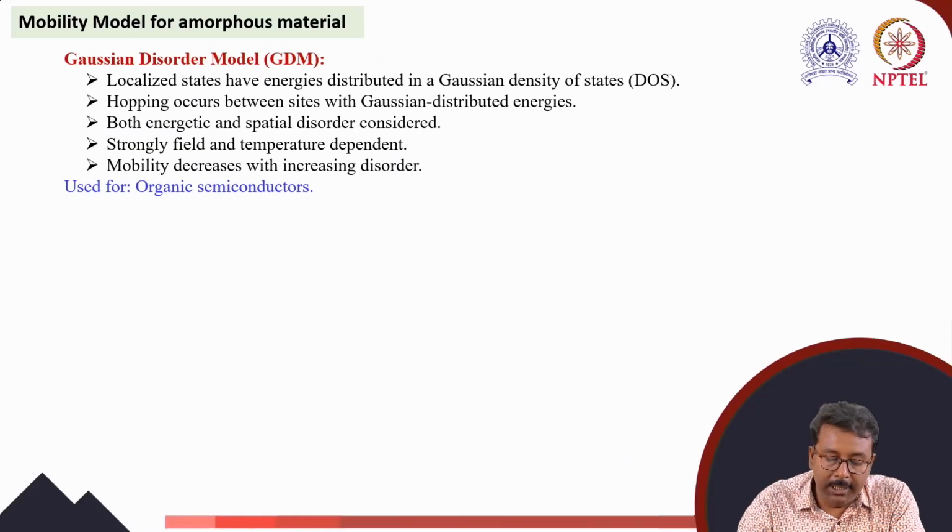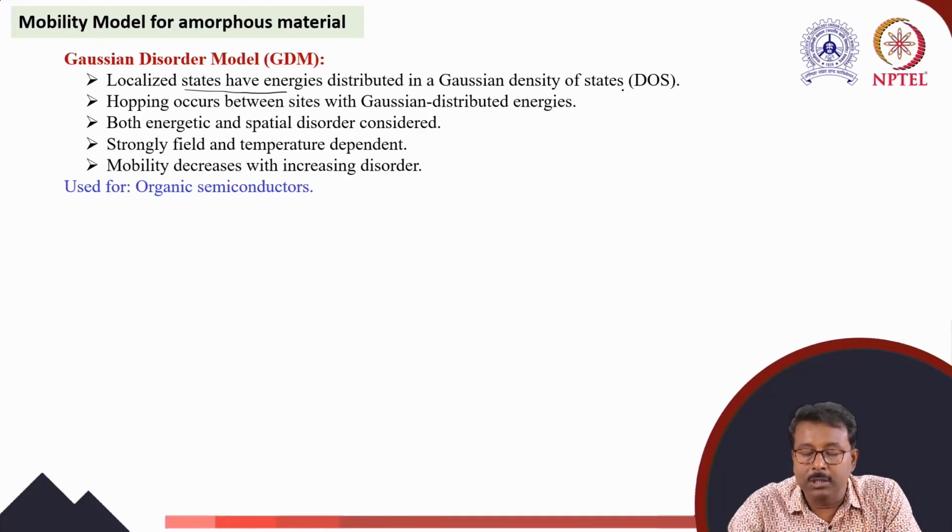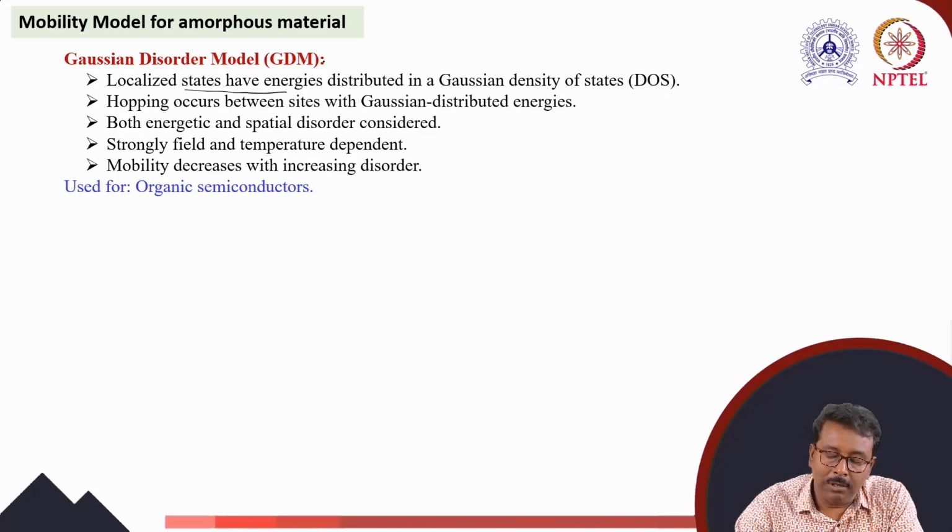So the next model is the Gaussian disorder model. Actually, the Gaussian disorder model is not a separate model for mobility, but a distribution of the trap states, whatever localized states have energies distributed in a Gaussian density of states. If you use that energy distribution as a Gaussian density of states and apply these states to the models discussed earlier in the last 2-3 models, that will be the Gaussian disorder model.